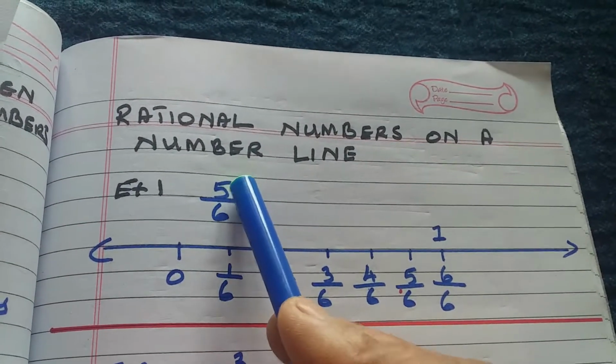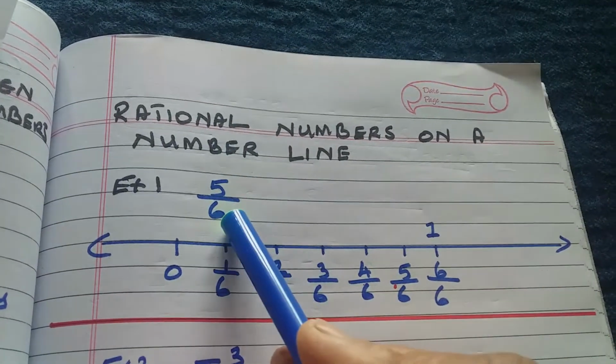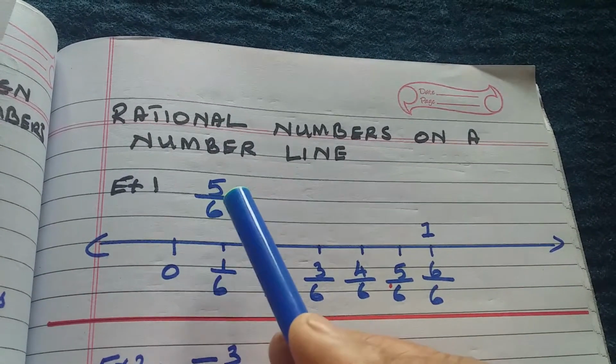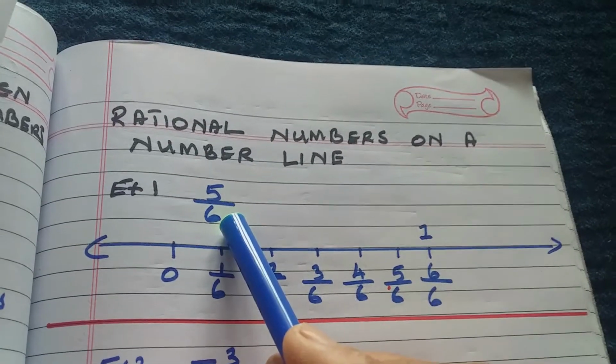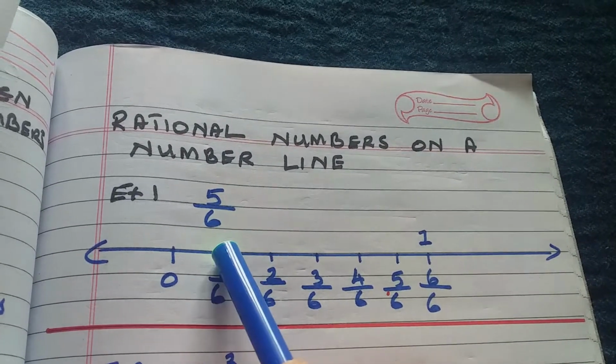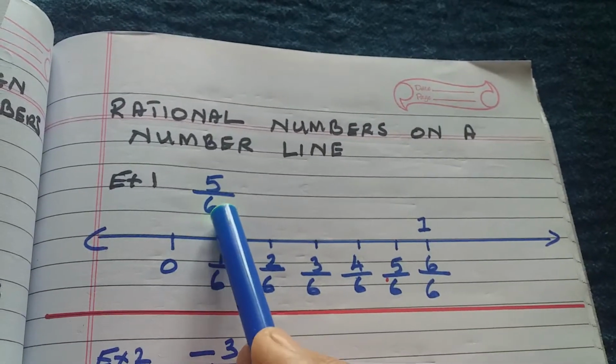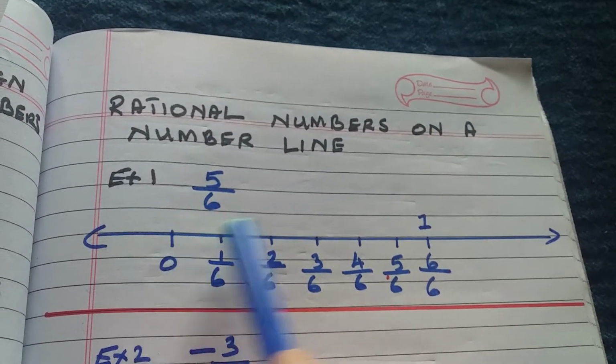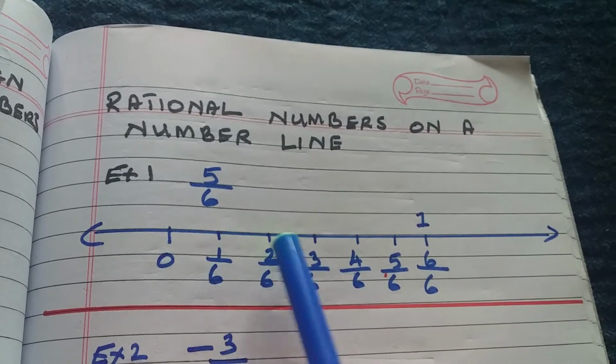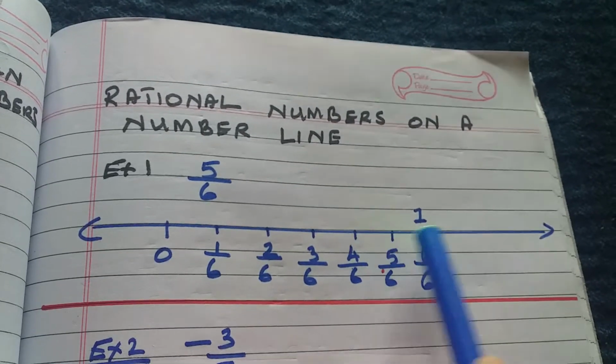Now, 5 by 6 is what? It is a proper fraction. Numerator is less, denominator is more. That means it is less than 1. All the proper fractions are less than 1. So it lies between 0 and 1. So what you do? Just divide. What is the denominator? 6. Divide the number line into 6 parts. 1, 2, 3, 4, 5, 6.